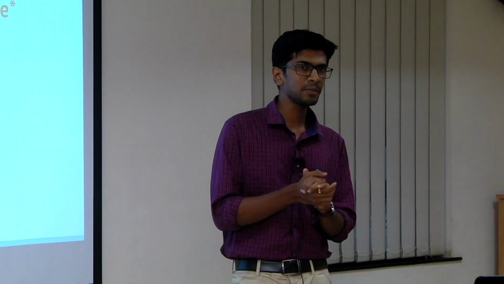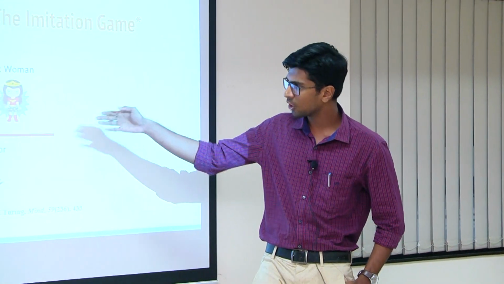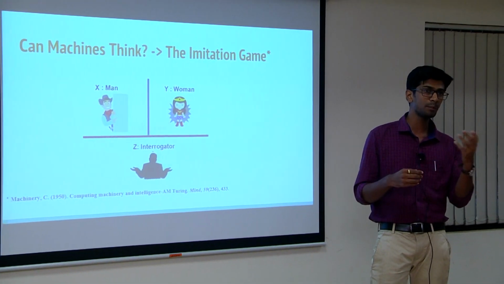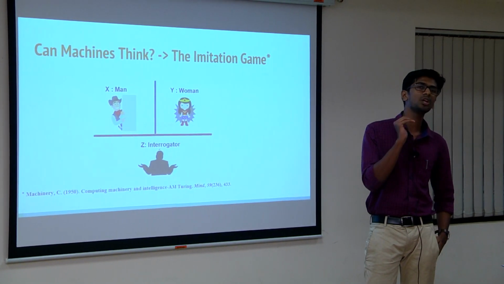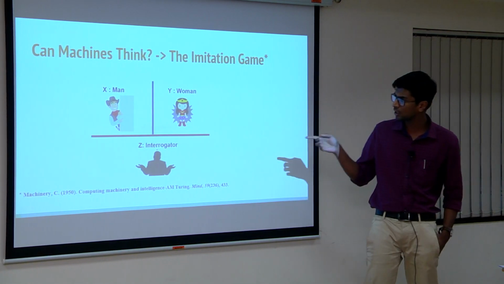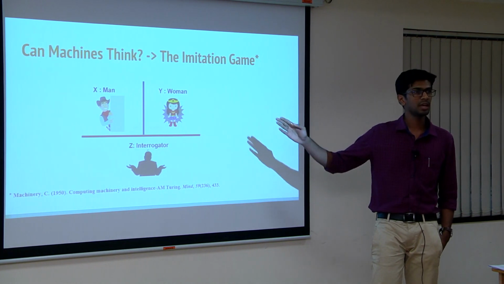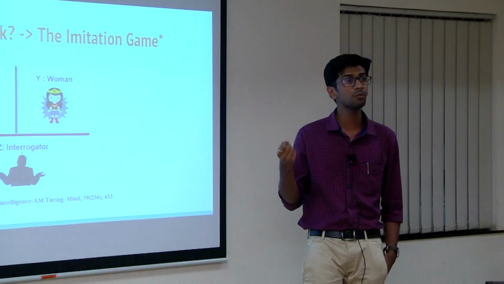He called it the imitation game. The imitation game is played between three participants: a man, a woman, and an interrogator. They are all separated. There is no means of communication other than a teletype. That means there is no speech, they cannot touch each other, nothing. The communication is only possible through a teletype. The interrogator asks a set of questions to both the man and the woman, and has to determine which one is the man and which one is the woman.